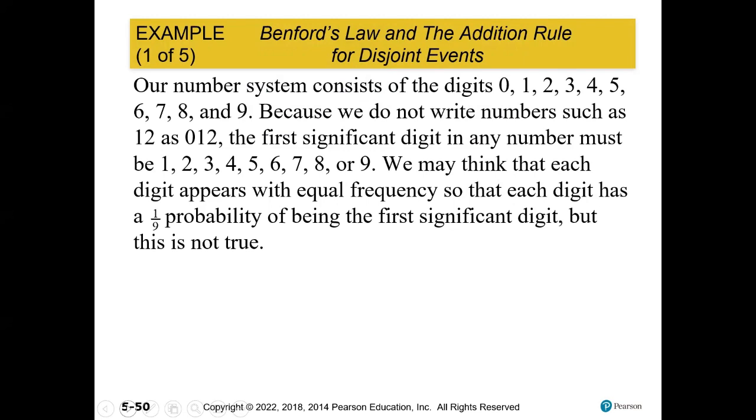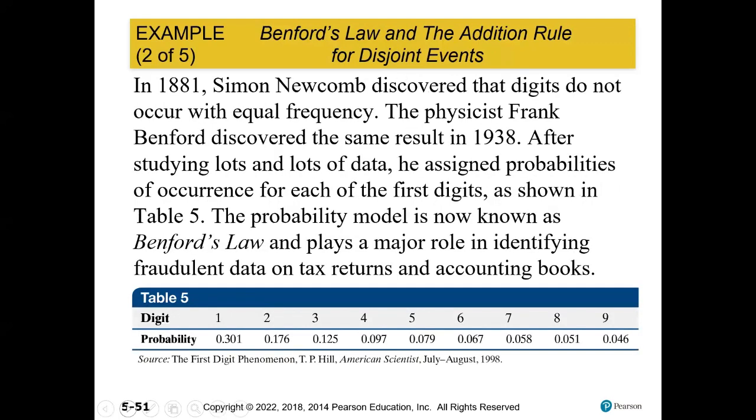We may think that each digit appears with the exact same frequency, so that each digit has a 1/9 probability of being the first digit. But it is actually not true. In 1881, Simon Newcomb discovered that the digits do not occur with equal frequency. Then the physicist Frank Benford discovered the same result in 1938. After he studied lots and lots of data, he was able to come up with this data table.